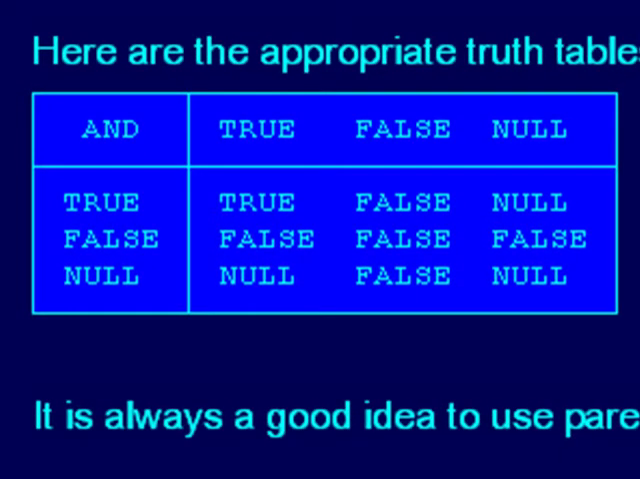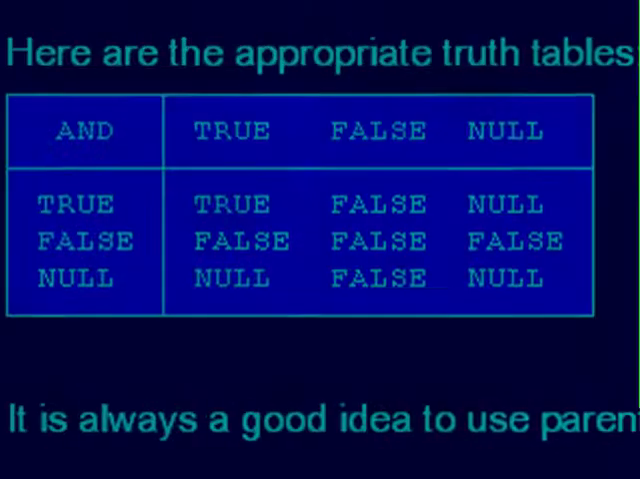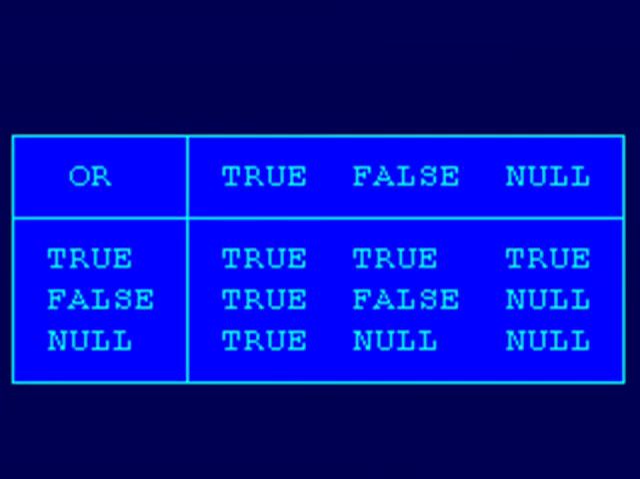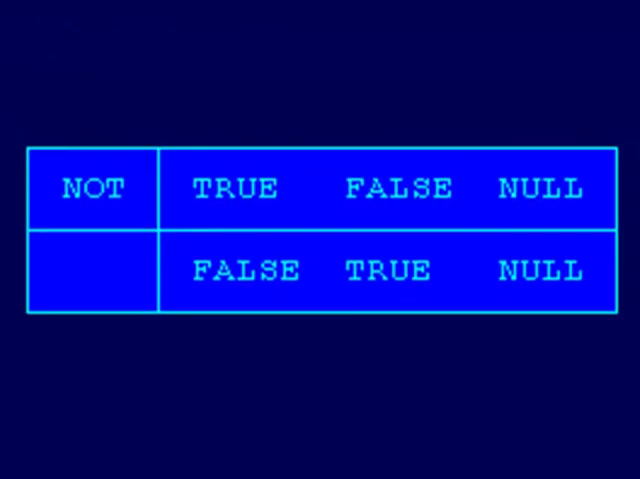AND evaluates to true only when both conditions are true, and evaluates to null when either condition is null. OR evaluates to true if either value is true, and evaluates to null when both are null, or one is null and the other is false. NOT changes true to false, false to true, and null stays as null.